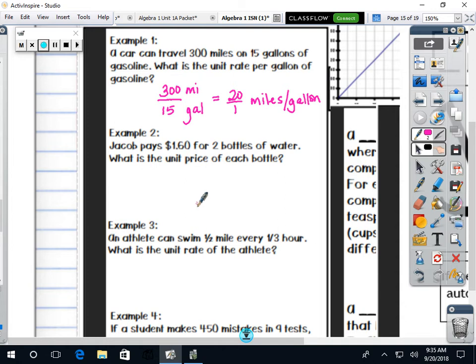All right, example 2. Jacob pays $1.60 for 2 bottles of water. What is the unit price of each bottle? Okay, well, he starts out paying $1.60, but that's for 2 bottles of water. So if we divide that, you get what? 0.80, and isn't that 80 cents per bottle?